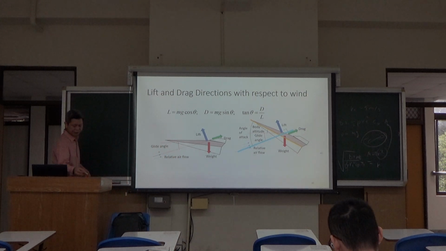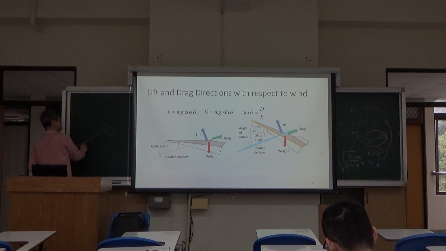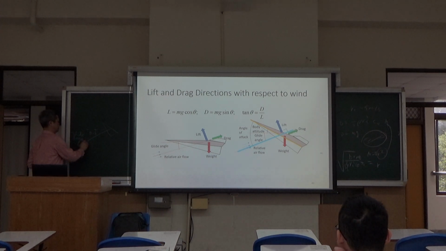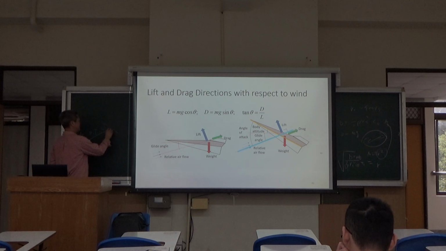So what you have here is your lift force. This is your paper aeroplane. If you are flying along this path, it is below the horizon, so this is what is called a glide angle. In this case, the weight is vertical.